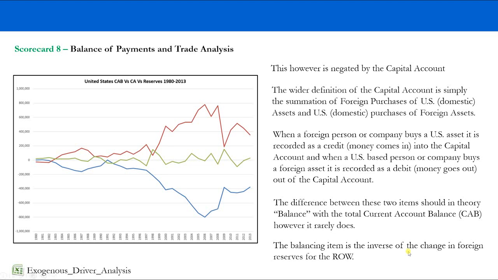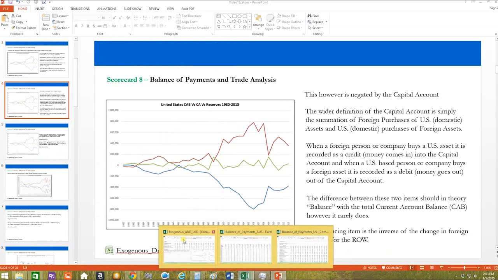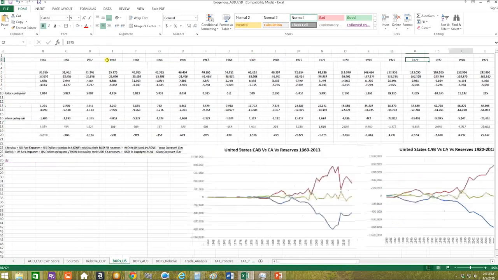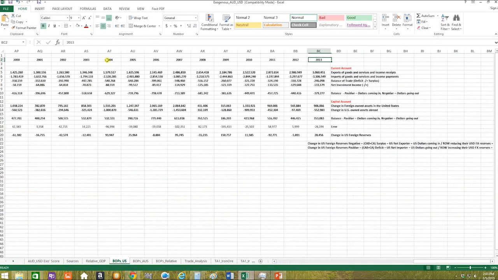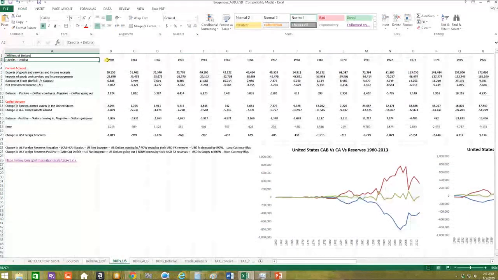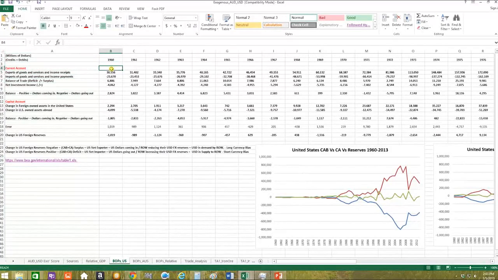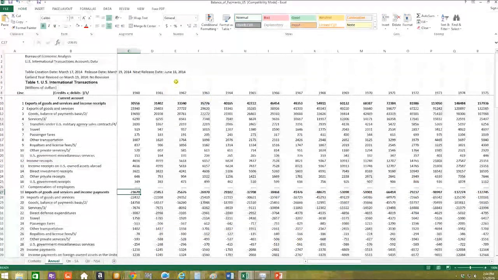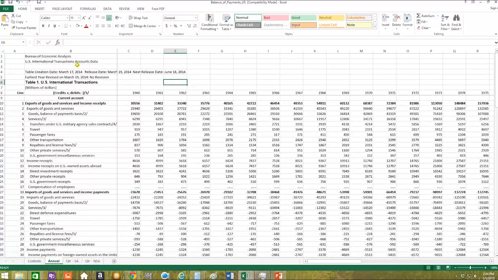So if we come out of the presentation and go over to the exogenous spreadsheet, we'll see here that we've got the United States balance of payments going all the way back to 1960, all the way up to 2013. We get this data from the BEA website, and this is a direct link to get all of the US historical trade data. What you're going to get when you click on that link is an automatic download of all the US trade data going back to 1960.